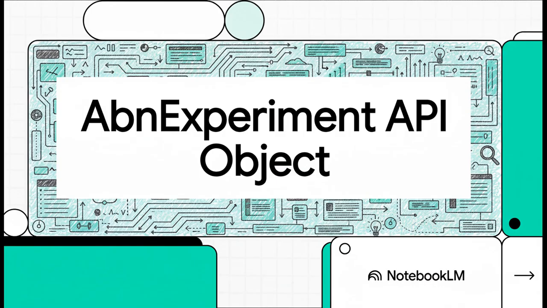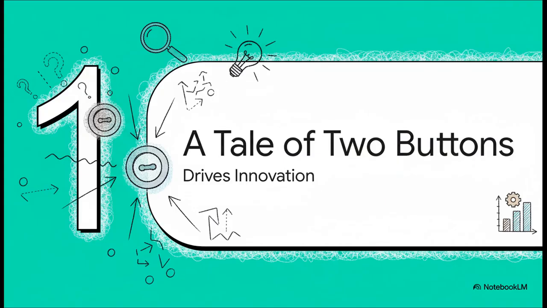Well, today, we're going to peel back the curtain on the code that makes all that possible. We are deconstructing the digital blueprint that turns marketing guesses into data-driven decisions, a powerful little thing called the AbnExperiment API object. So to get started, let's just think about a scenario you've probably already seen a dozen times today, whether you realized it or not. It all kicks off with a really simple question.